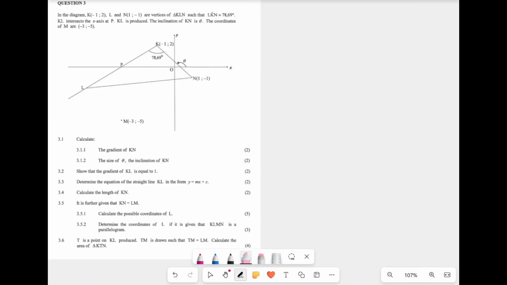Number 2, in the diagram K (-1, 2), L, we are not given the coordinates of L, and N (1, -1) are the vertices of a triangle KLN, such that angle LKN is equal to 78.69 degrees. This angle here is 78.69 degrees. KL intersects the x-axis at P. We already know here we have the x-intercept, so therefore y is equal to 0 at P. KL is produced, so that means the line is extended. The angle of inclination of KN is theta. The coordinates of M are (-3, 5).